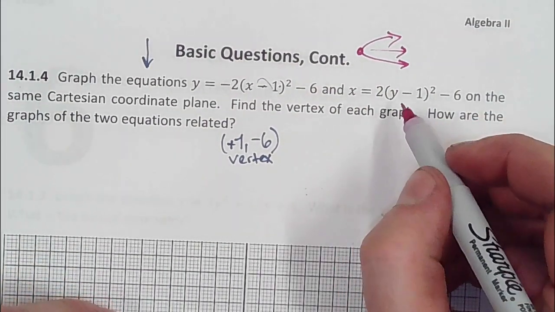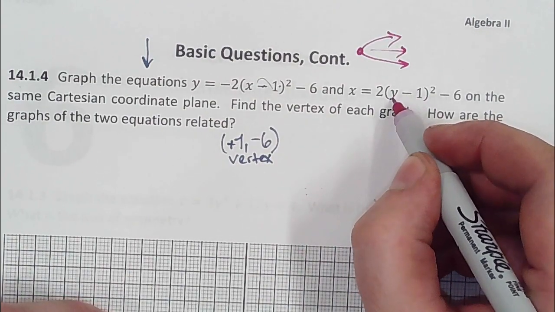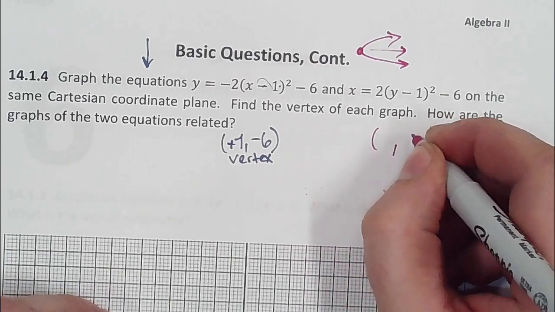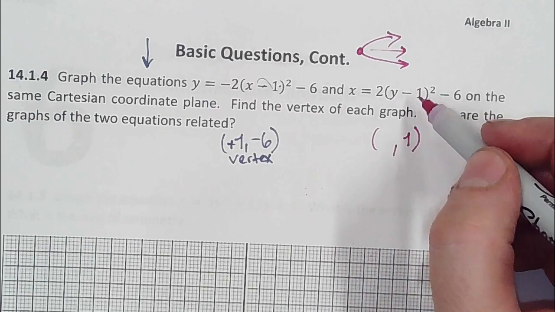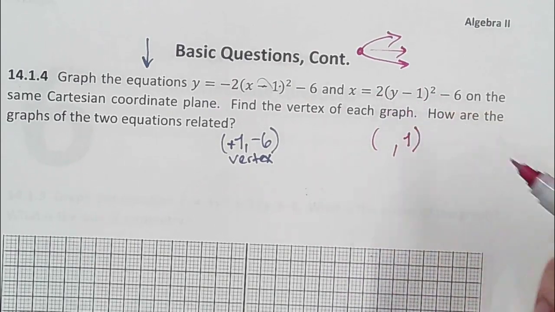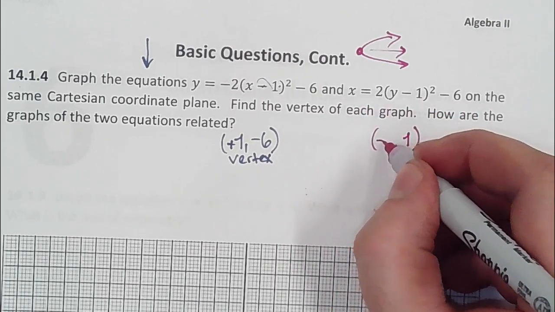And be careful. When I plug in 1 to this, yes, this gets me 0. But what am I plugging in for? I'm plugging in for y. So when I plug in 1 for y, not x, 1 for y, I'll get 0. 0 squared is 0. 0 times 2 is still 0. 0 minus 6 gets me my x. 0 minus 6, of course, is -6.